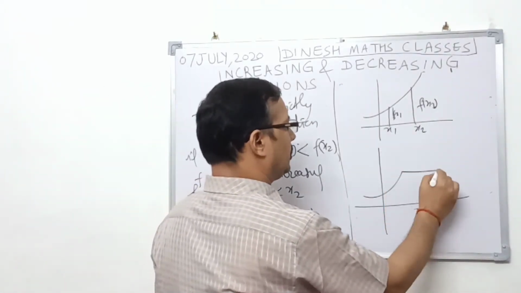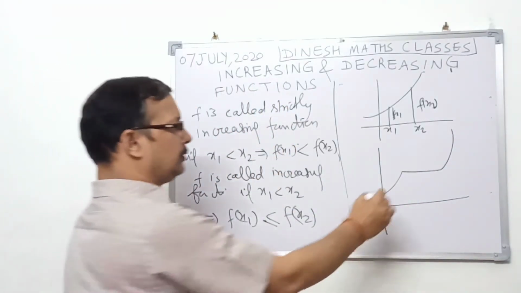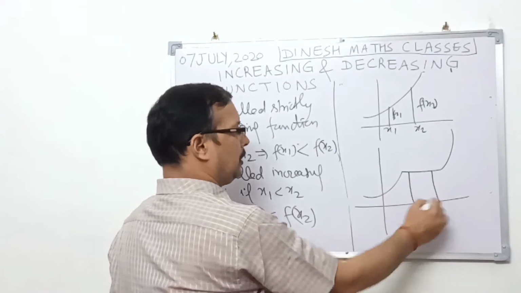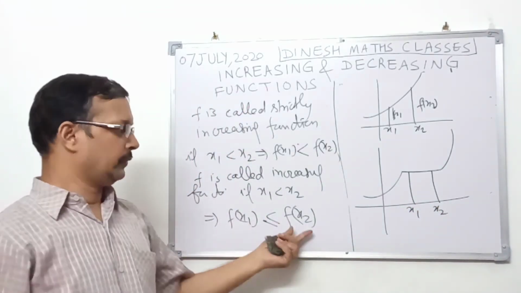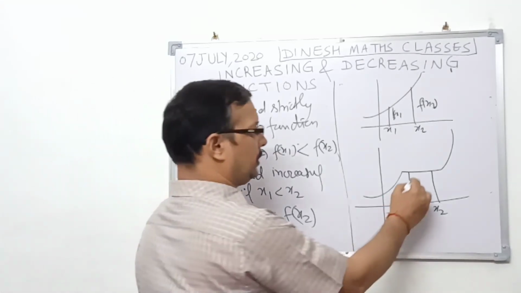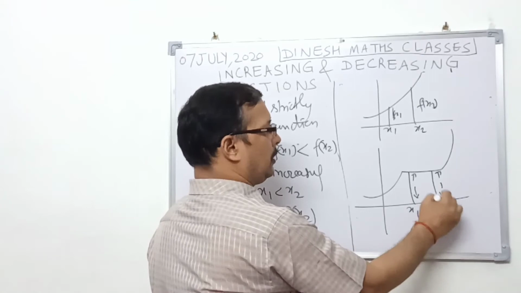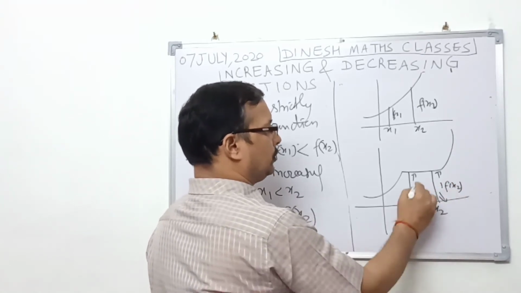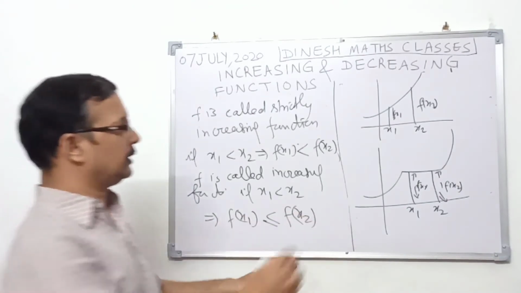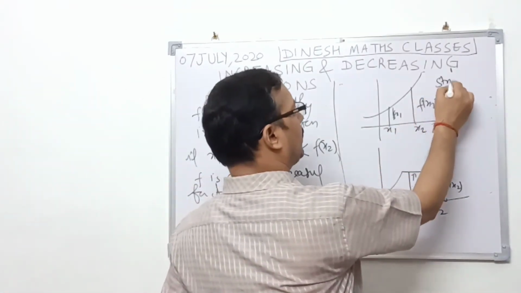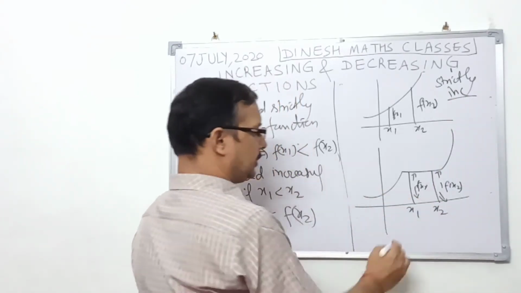increasing and becoming constant for some time, again increasing. So in this region, if you take x1, x2, then you can see clearly that f(x1) will be equal to f(x2), because this height is f(x1), this height is f(x2). So this point you have to note: this is a strictly increasing function, and this is, you can say, an increasing function.